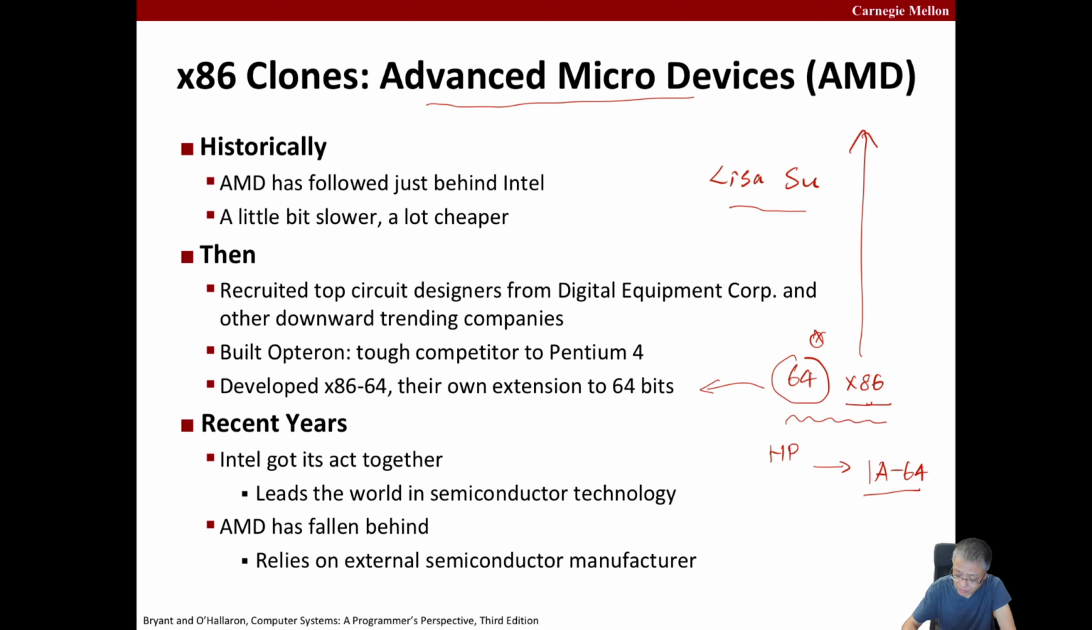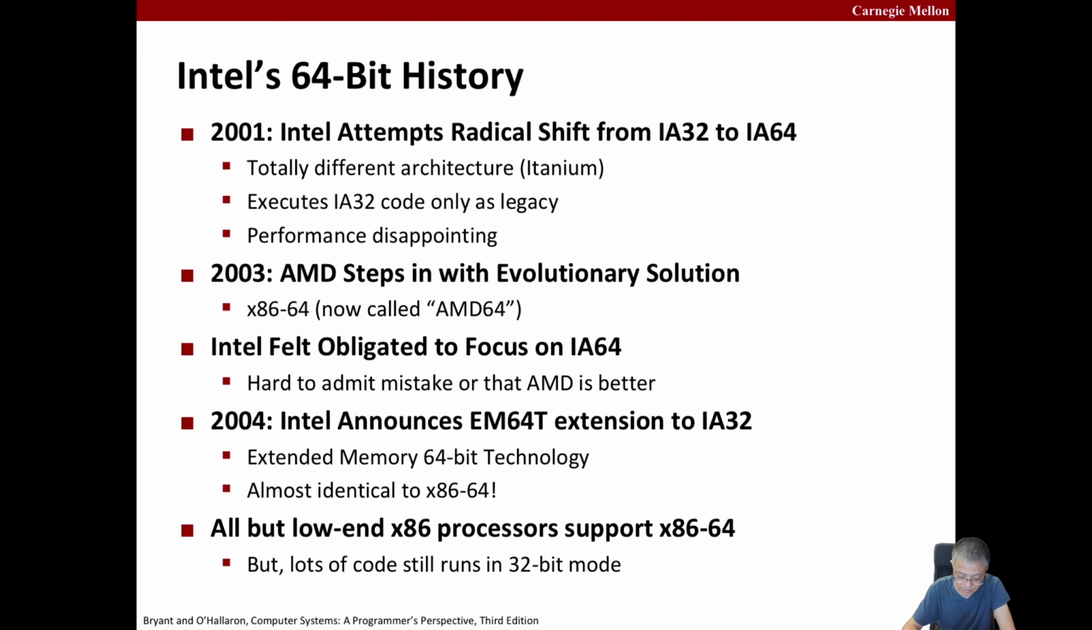So now, if you look at the kernel source code, the 64-bit x86 architecture is called AMD64, right? Because it was designed by AMD. We have talked about this. So Intel attempted a radical shift from IA32 to IA64. It's called Itanium.